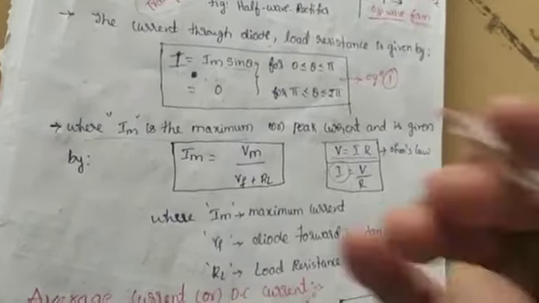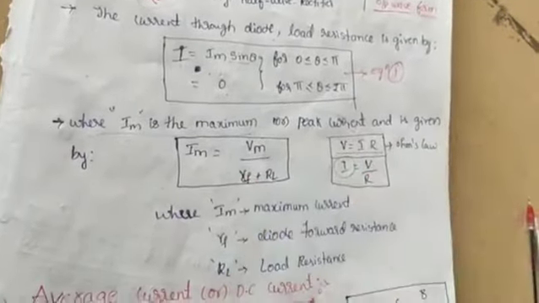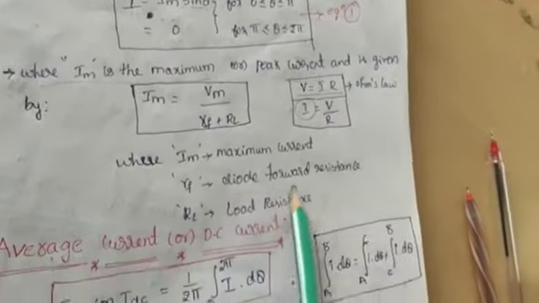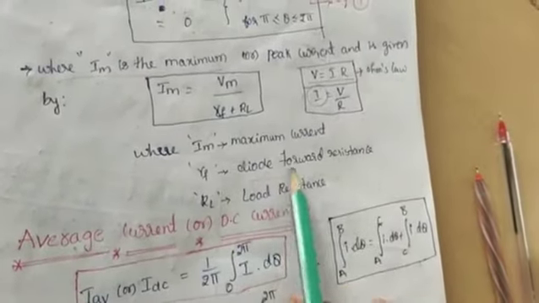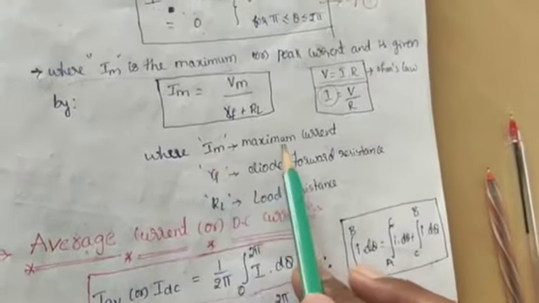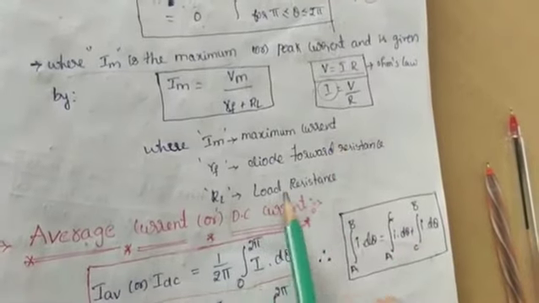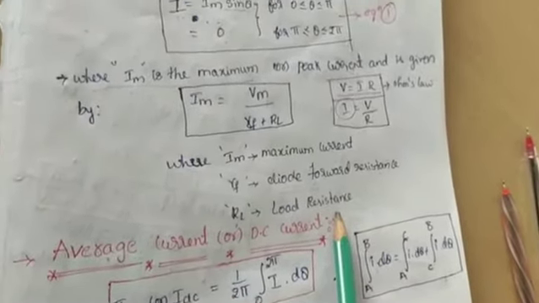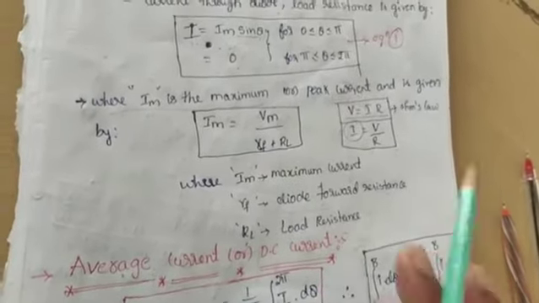So this is a small resistance RF. RF is the diode forward resistance. Im is the maximum current. RL is the load resistance. Now coming to them one by one.